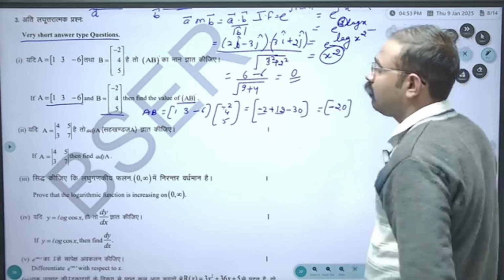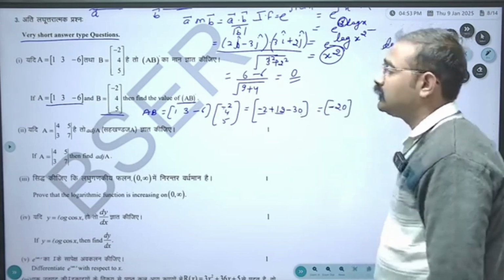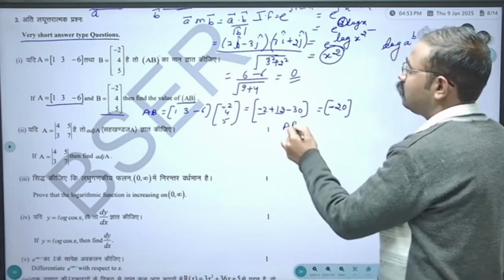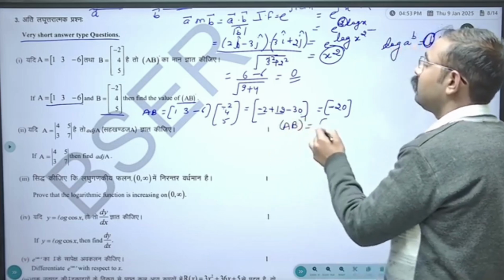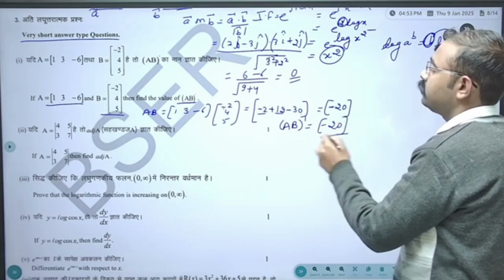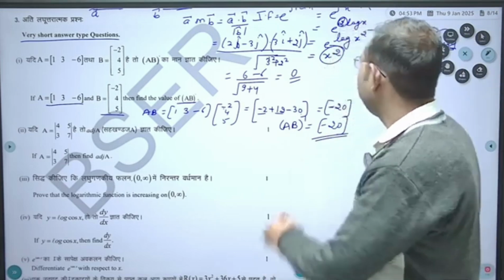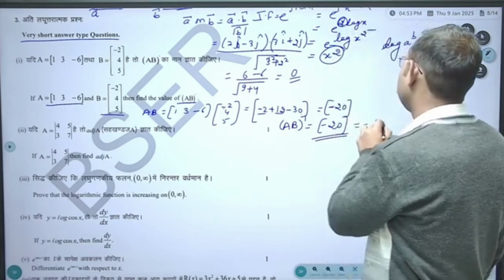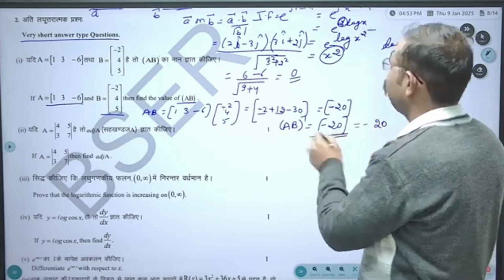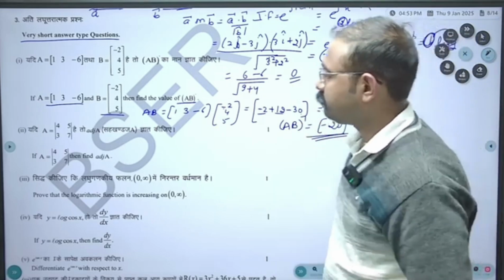AB is minus 20. And transpose of AB, rows will be column and columns will be rows. This will also be the same, minus 20. For a single element we can write in matrix form or like this also.